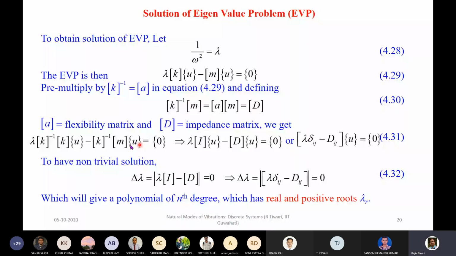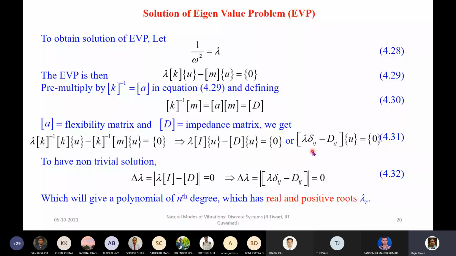Now because U is common, I can take U out, and the remaining terms are here. So this is a matrix. Here it is indicating that this is an identity matrix. When I is equal to J, the diagonal terms are 1, and the rest of the terms are 0. This is the identity matrix representation. And D is a matrix which I have defined here, the multiplication of inverse K into M. So this can be a fully populated matrix, but this is an identity matrix.